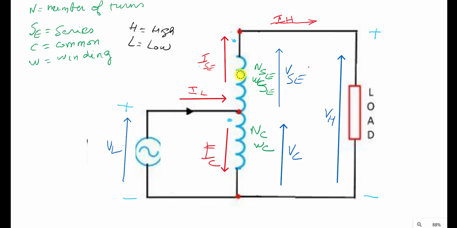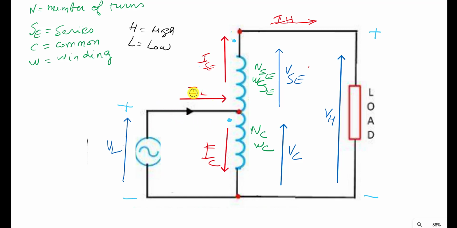It looks quite different than the standard transformer. We have two windings in series here. There's the bottom one and the top one. The bottom one is called common, C stands for common. It's common because it's shared between the input and the output. The SE stands for series, and it's called series winding because it's actually in series with the common winding.